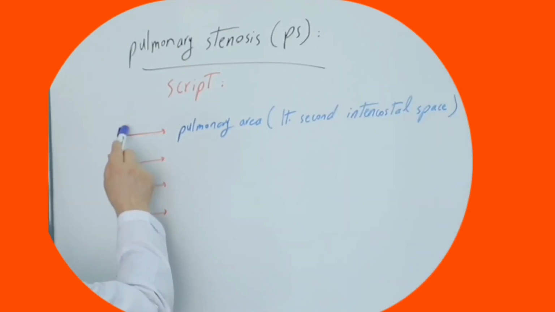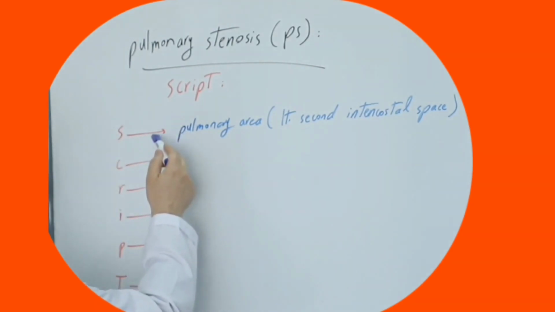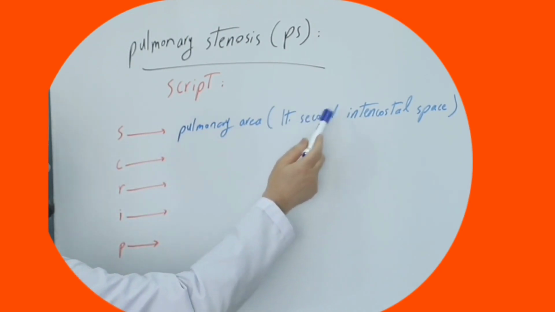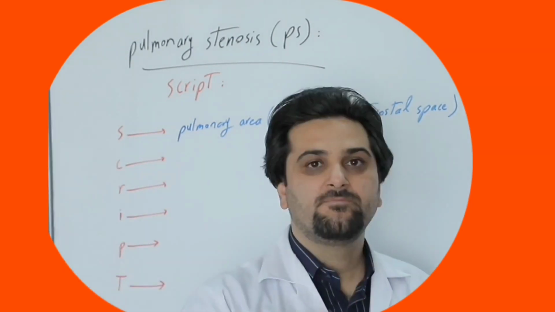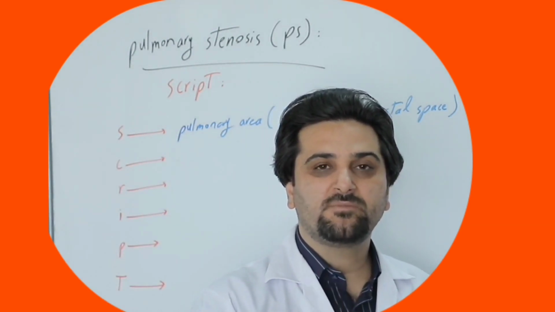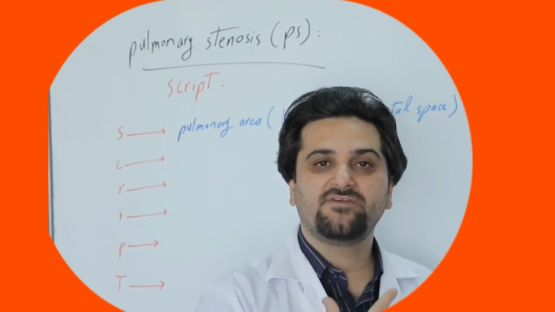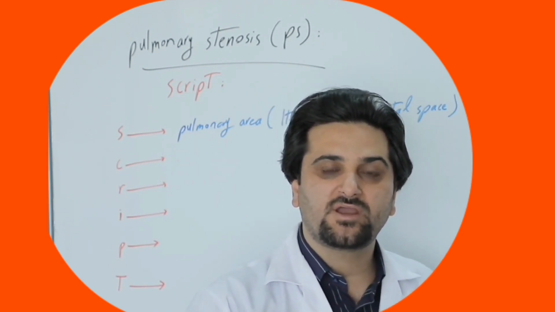To review the characteristics of the PS murmur, we use the word SCRIPT. The S stands for site. In patients with severe PS, the loudest murmur is heard in the pulmonary area, that is, the second left intercostal space. But you should know that the more severe the pulmonary stenosis, the murmur may be heard not only in its specific area, but also in other parts of the heart.